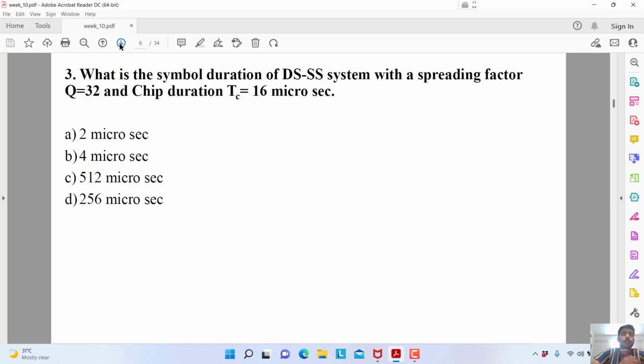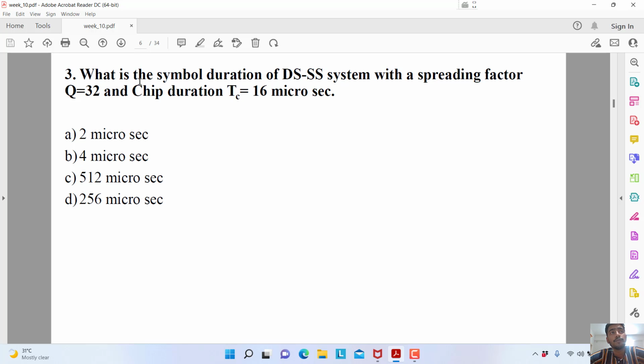Next, question number 3 is: what is the symbol duration of a DSSS system with the spreading factor Q and chip duration of 16 microsecond? Last question we were calculating the bandwidth, and here we have to calculate the symbol duration. Chip duration is given and the spreading factor is given. Let's use the basic formulas of CDMA.